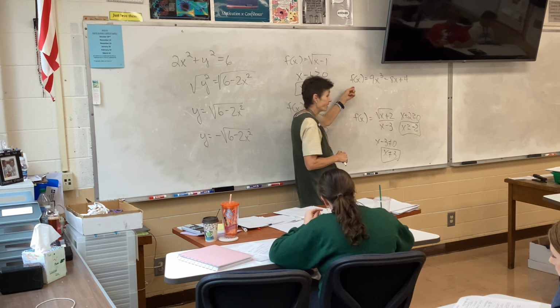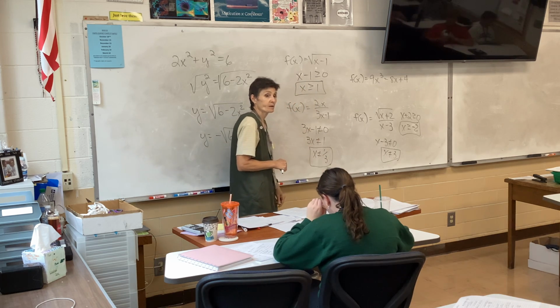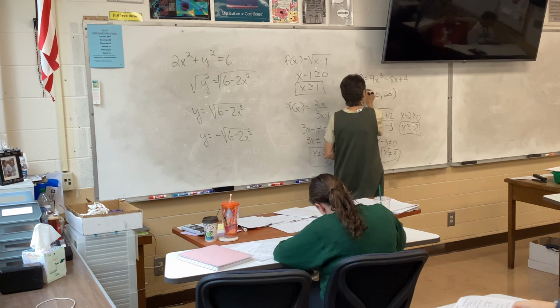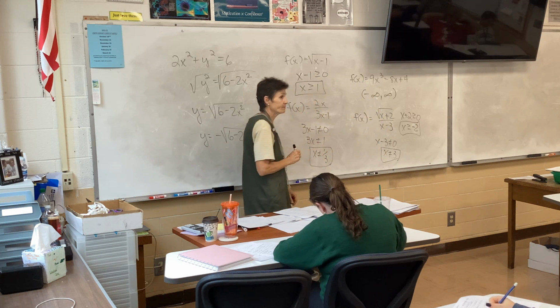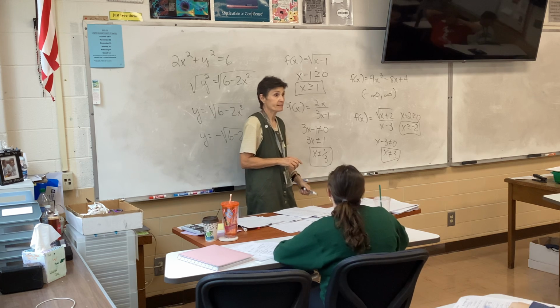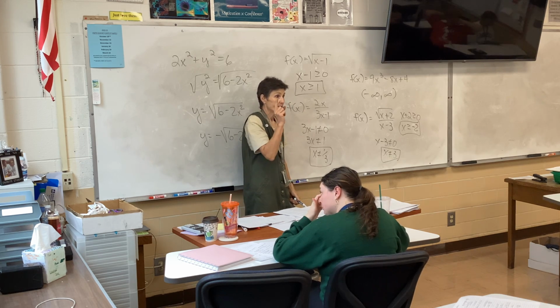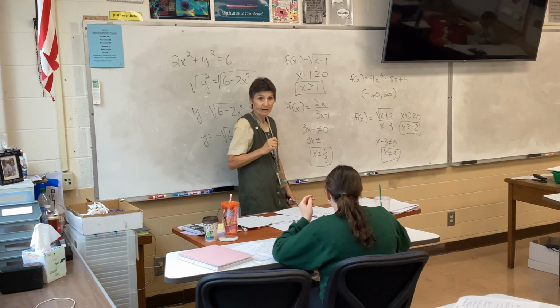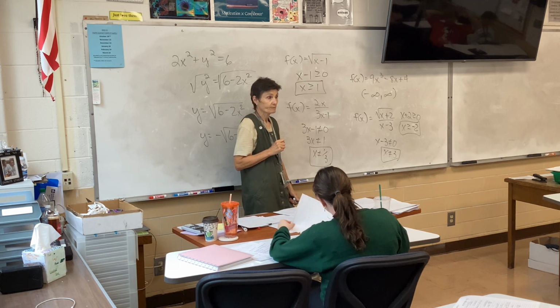Now, what about this guy? I haven't written anything down for him. All real numbers, which we write as negative infinity to positive infinity. Why is that all real numbers? Because it doesn't have a denominator and it doesn't have a radical. Right?